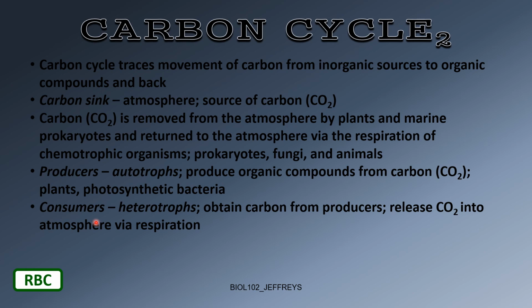So the grass is the producer. The rabbit comes along and the rabbits are the initial or the primary consumers, and the fox comes along and eats the rabbit, so the fox is the secondary consumer, like that. So heterotrophs obtain carbon from producers and they release CO2 back into the atmosphere via respiration, back to the sink.